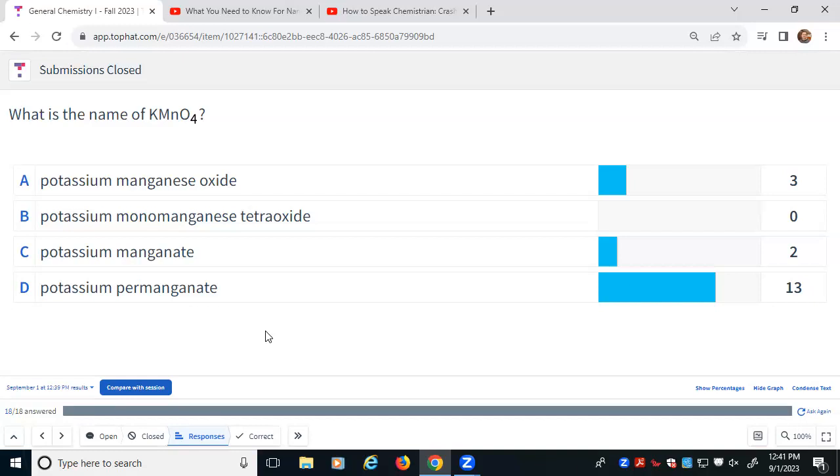Here we're talking about permanganate ion, MnO4. So potassium permanganate is correct. If you said potassium manganate, you're close. There's actually not a compound like that. There is no manganate ion. It's only permanganate.